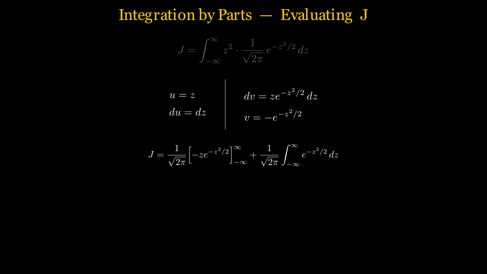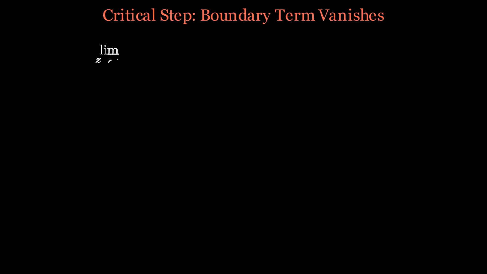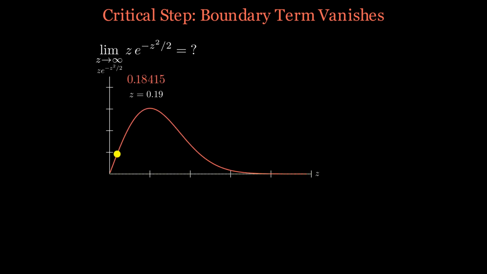The integration by parts formula then gives a boundary term evaluated at plus and minus infinity, plus the remaining integral of e to the minus z squared over 2. This is the critical step, the one where most students make an error. The boundary term is z times e to the minus z squared over 2, evaluated at positive infinity and negative infinity. At first glance, z grows without bound. This seems dangerous. But look at the graph carefully.